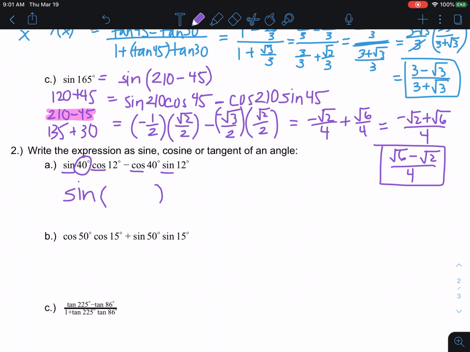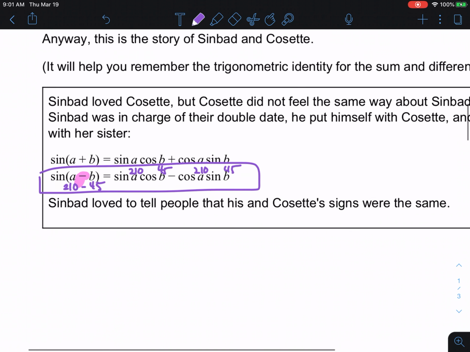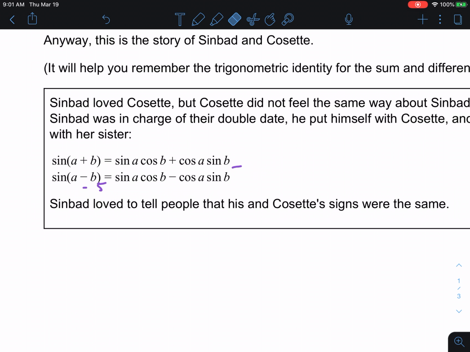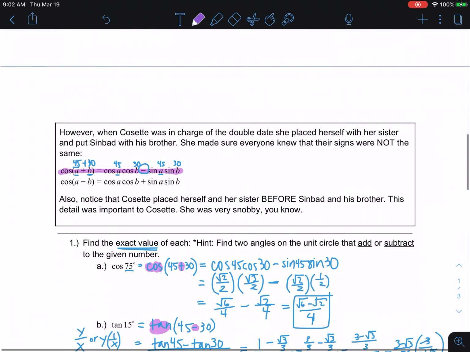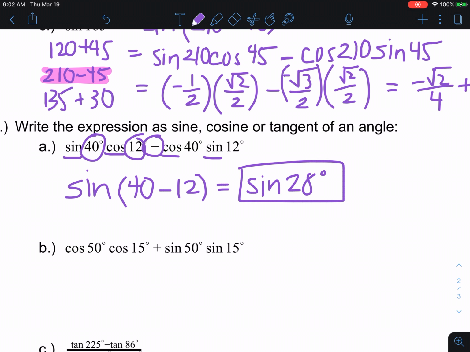And these always stay in order. So I know my A is going to be 40 and my B is 12. And if this is a minus, let's take a look at these sine identities here. A minus here means that it is subtraction in the middle. So I know that this will become 40 minus 12, and this is equal to 28 degrees. So that's our final answer.